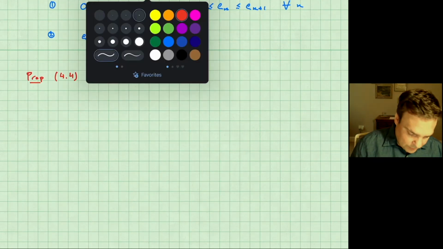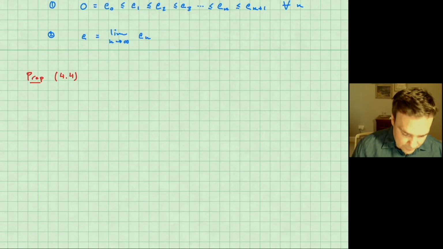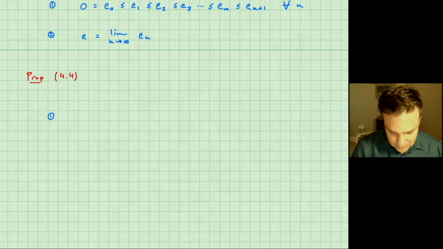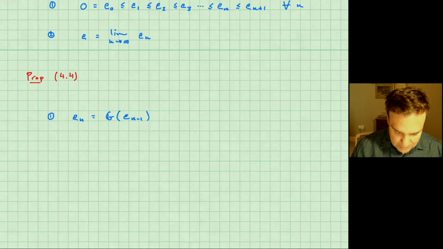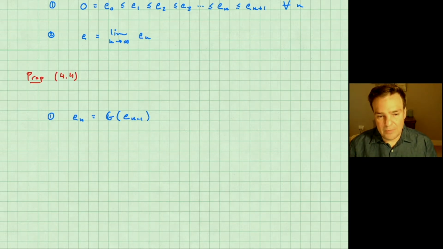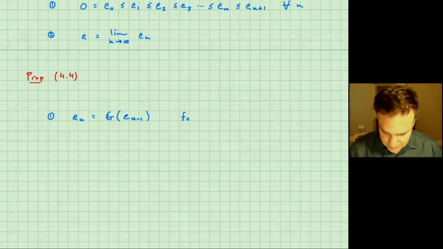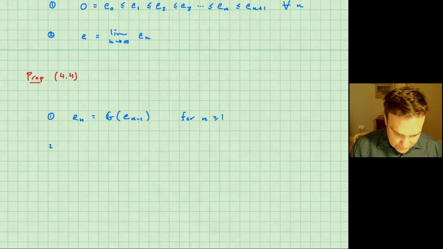Right, so this one also has two parts, and the first part says that E_n, so this is using the probability generating functions, says that E_n is equal to the probability generating function for the offspring evaluated at E_{n-1}. Right, so E_{n-1} is the probability of extinction at time n minus 1. So this is for n greater than or equal to 1. So that's the first claim.